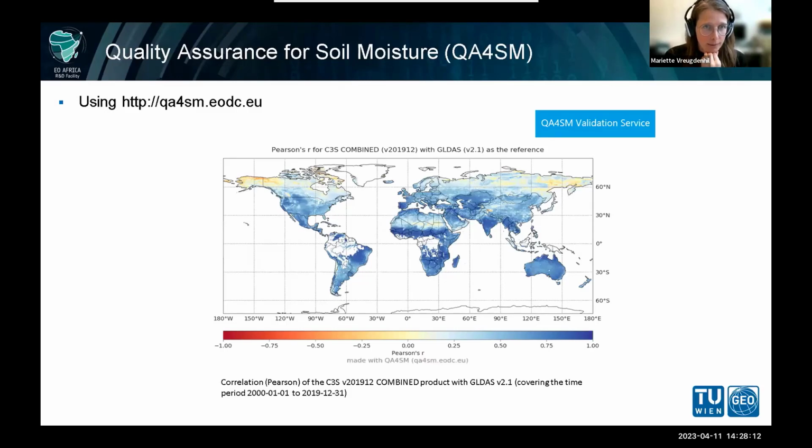If you want to do a quality assessment of soil moisture before you start using it, I can recommend you go to the Quality Assurance for Soil Moisture website. The link is here on the left. Here you can do the analysis that I just showed you, for basically all the products that are available. So you don't have to do this all yourself. You can just tell this website, I want to combine this product with this product, and show me how well it's working for this area.